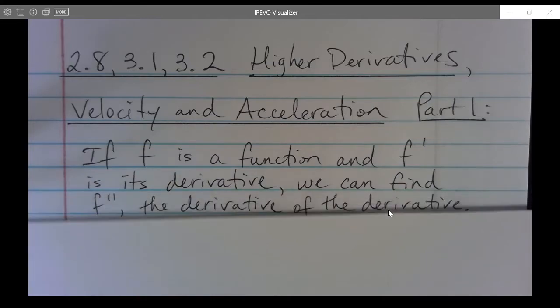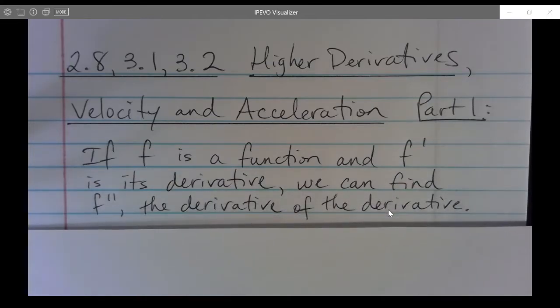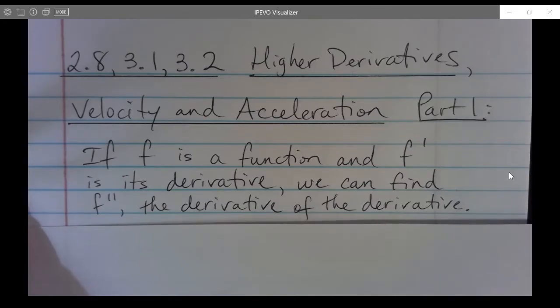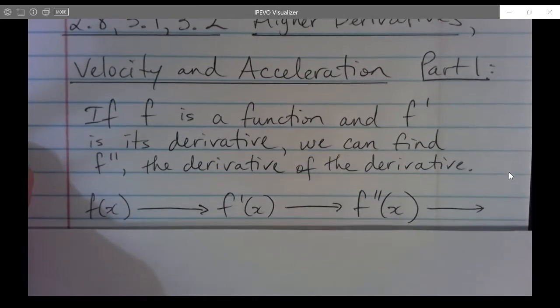Let's start with this basic rule right here. If f is a function and f primed is its derivative, we can find f prime primed, the derivative of the derivative. That's what we mean by a higher derivative. It is the next level of derivative. And remember, if I'm going a little too fast for you, feel free to pause the video to catch up on the notes.